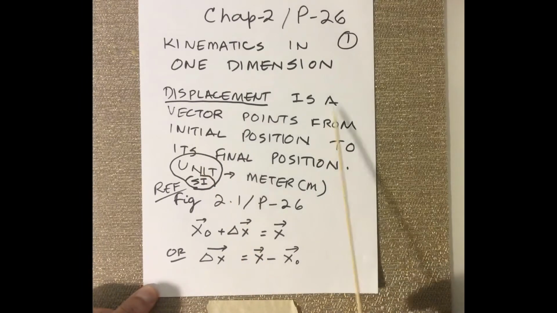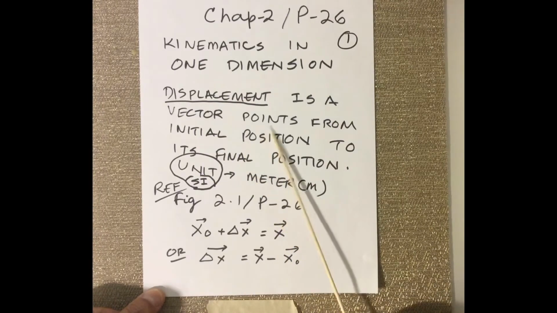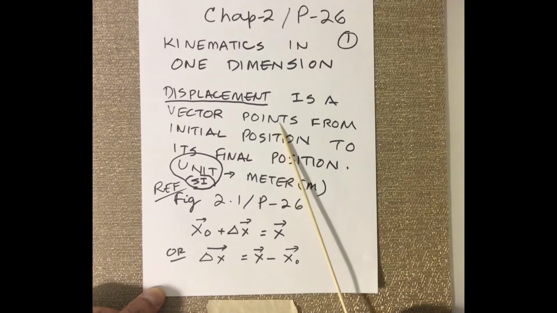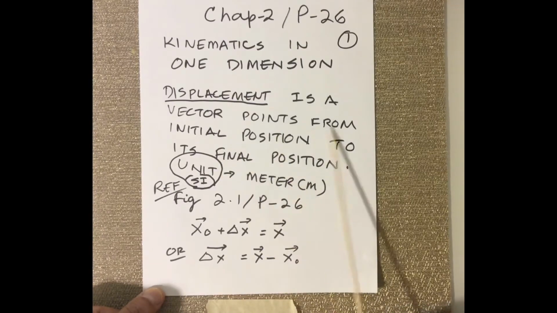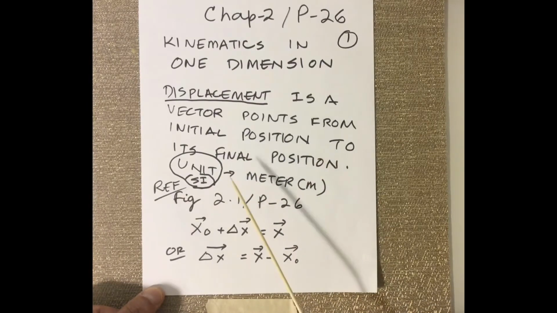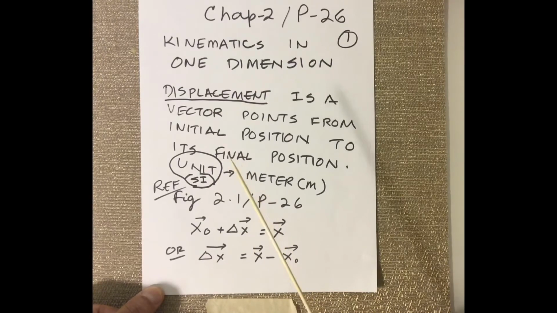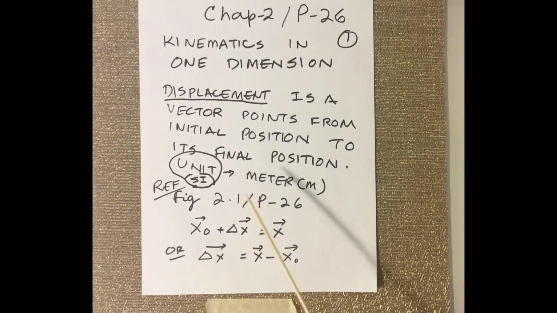The first one is displacement. Displacement is a vector pointing from the initial position to another position. Okay, again, displacement is a vector, mind you that, and the unit is meters. See figure 2.1 on page 26, where you have x0 vector plus delta x equals x vector, or delta x vector equals x vector take away x0 vector.